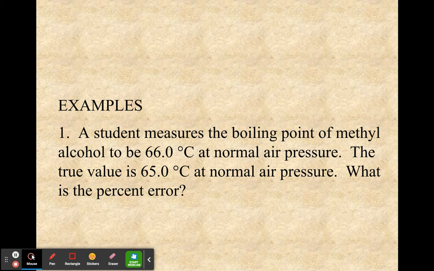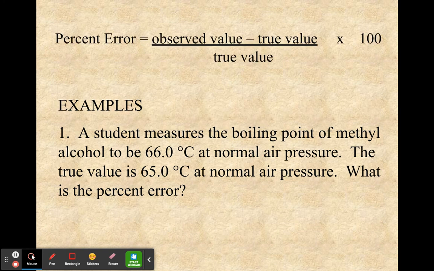We ready to do this? We got this written down? Okay. So percent error, write this equation down, is calculated by taking the observed value minus the true value and then dividing that by the true value and multiplying by 100.